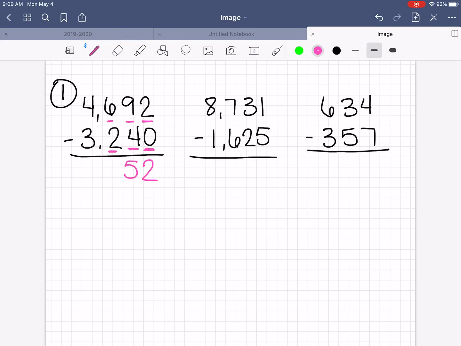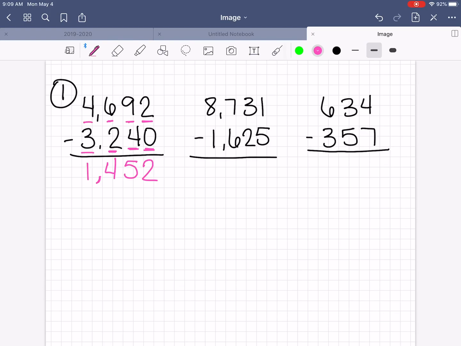Now, you don't have to put those little lines there. I'm just putting them there to point so you see where I'm pointing to. 6 minus 2 is 4. So I write it there. Put your comma in right away so you don't forget to get it in there between the hundreds and the thousands. Then my last place, thousands, 4 minus 3 is 1.